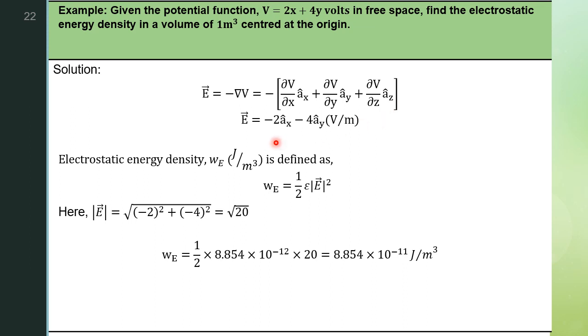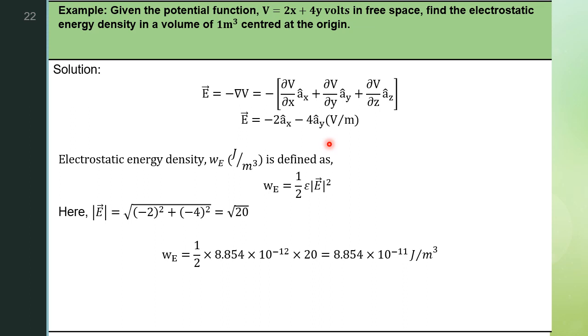When you substitute the potential and take the derivative with respect to x, you get 2, so it is minus 2 a_x. The derivative with respect to y is 4, so it is minus 4 a_y. And the derivative with respect to z is 0. So you get E equal to minus 2 a_x minus 4 a_y volt per meter.